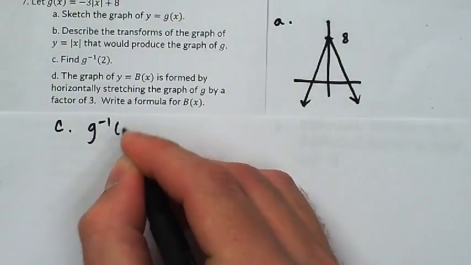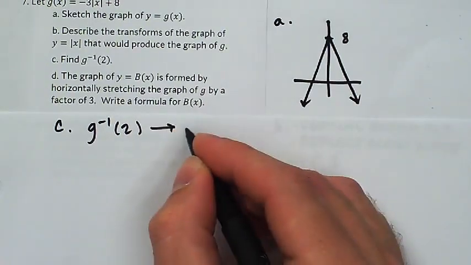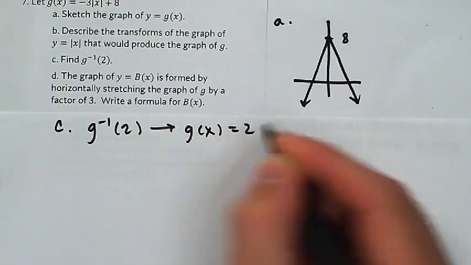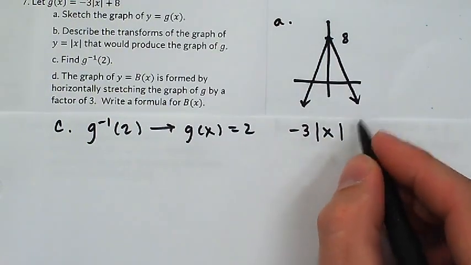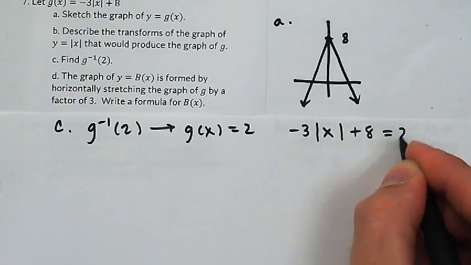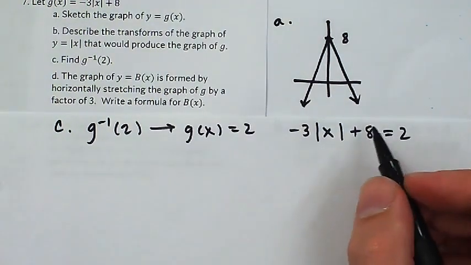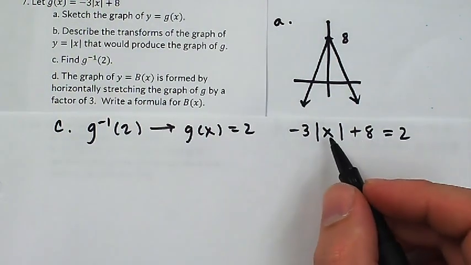G inverse of 2 is G of x equaling 2. So I'm going to say -3 absolute value of x plus 8 equals 2. And then I'm going to just solve for x.